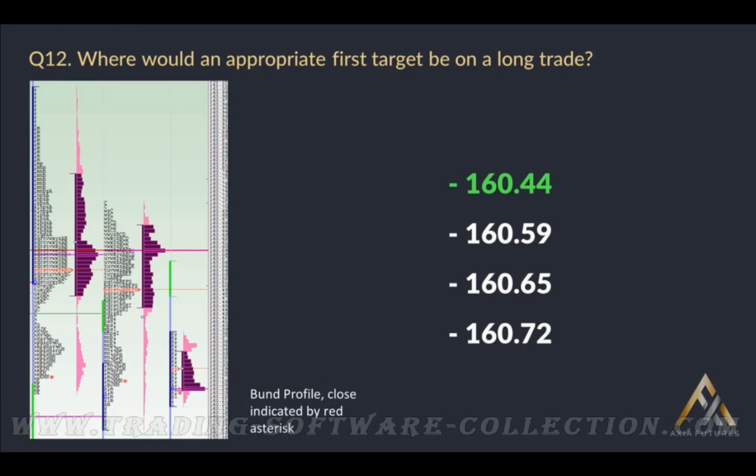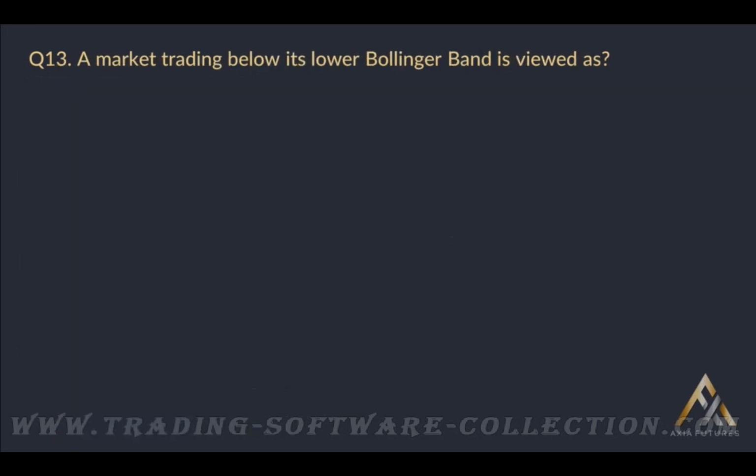If the market establishes inside value, then your next target, of course, would be the VPOC up at 59. Being as that is prominent, I would say that is a target that could well be on, but your first target should be 160.44.